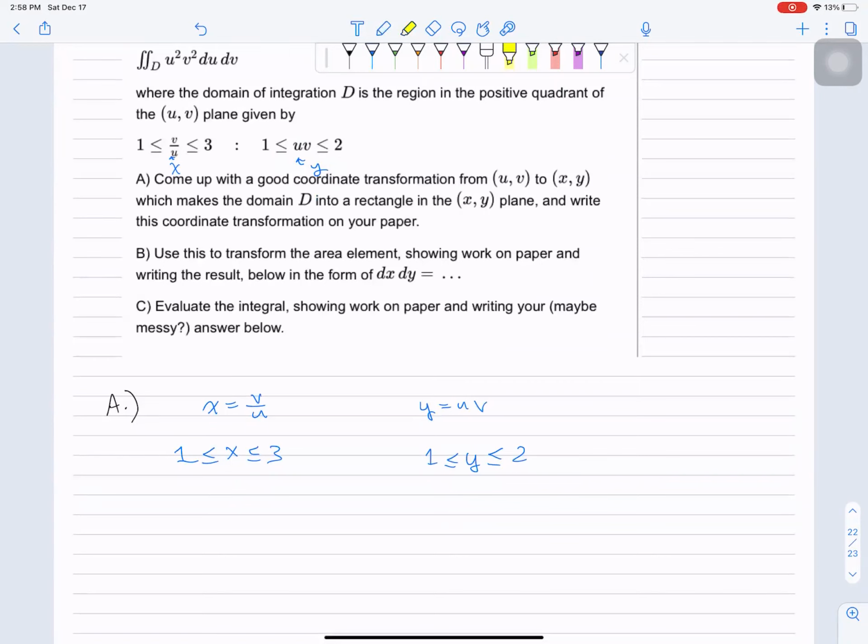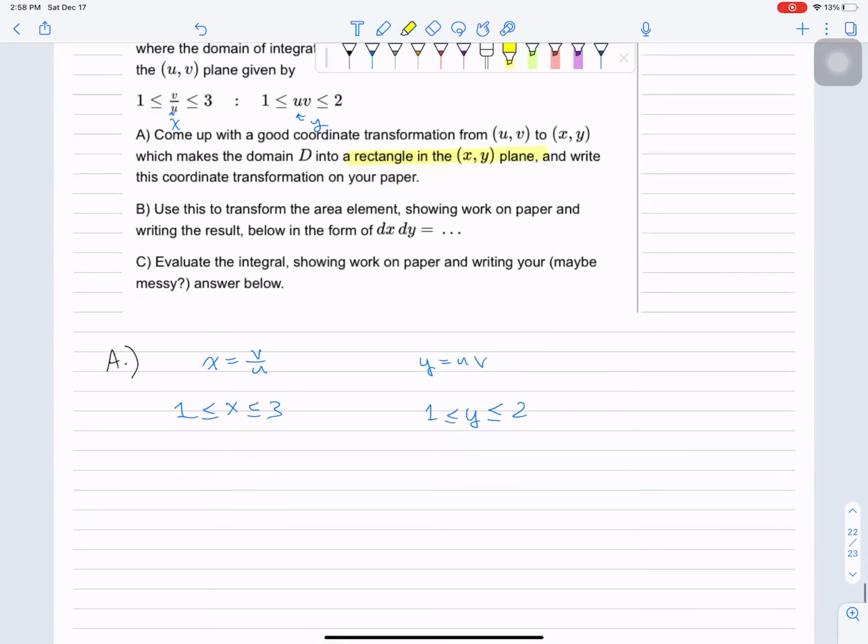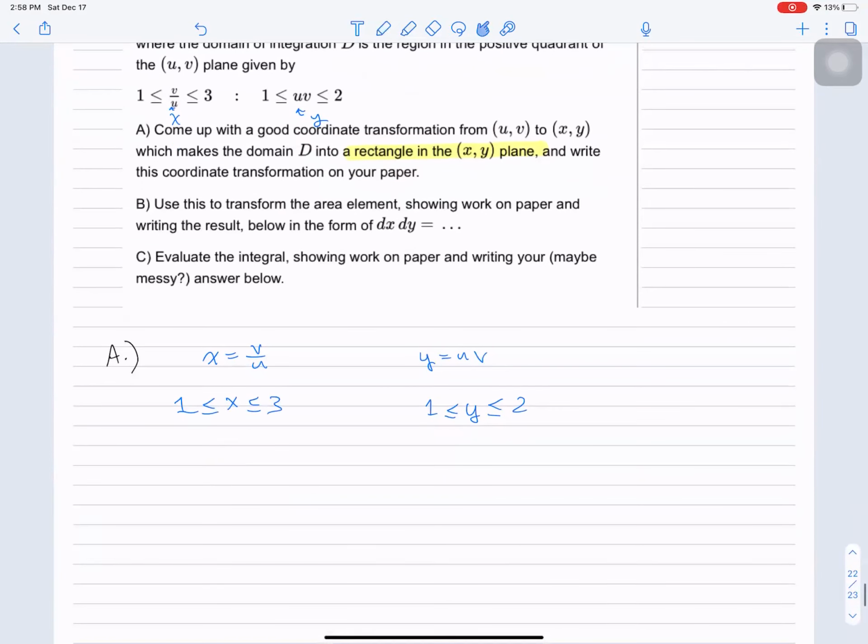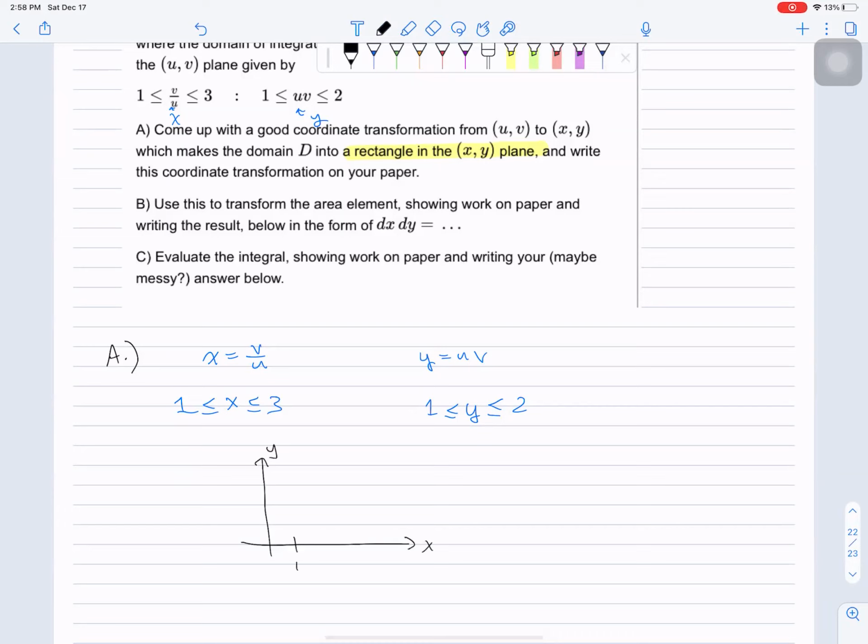And this makes a rectangle in the XY plane because what are these bounds? What do these bounds look like? If I have this plane and this is X, this is Y, X goes from 1 to 3, Y goes from 1 to 2. And so this is exactly a rectangular region.